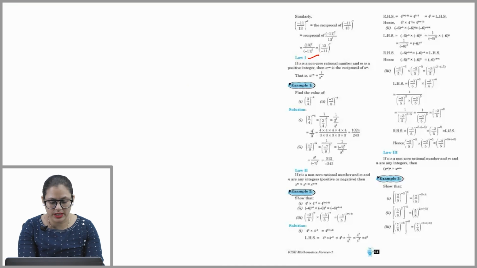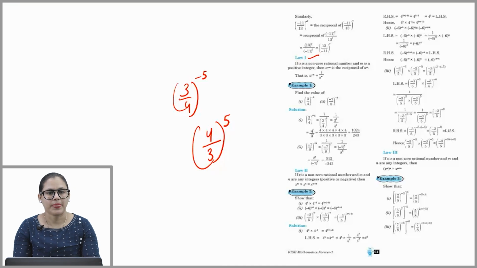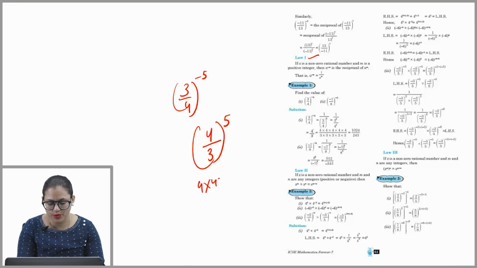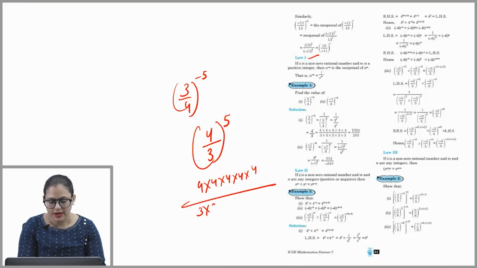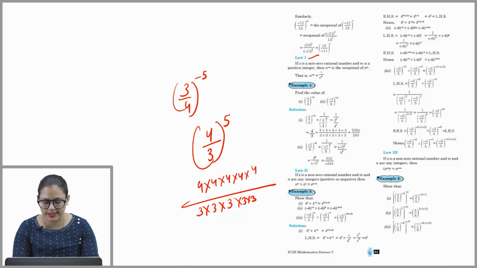Find the value of (3/4) raised to the power 5. Okay, we will take the reciprocal of this. So, (4/3) raised to the power 5. Now you can find the answer of this, because you have to find the value. So you will write it as 4 into 4 into 4 into 4 into 4, 5 times, and you will also write 3, 5 times. Then you will get this answer.